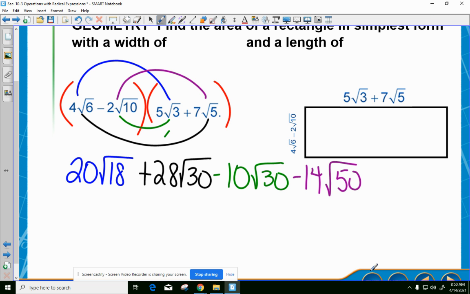Okay? So 2 questions. Is there anything that match? Yes. Okay? So what can I do with things that match?